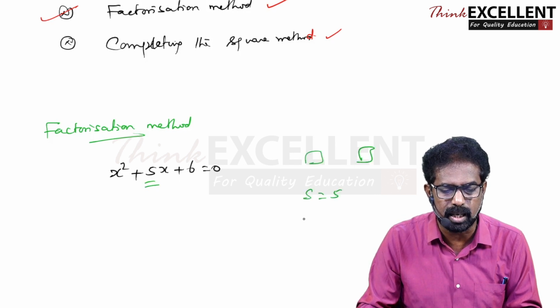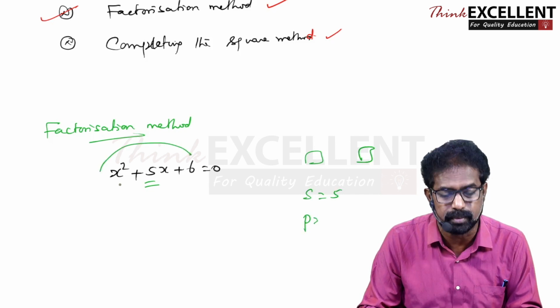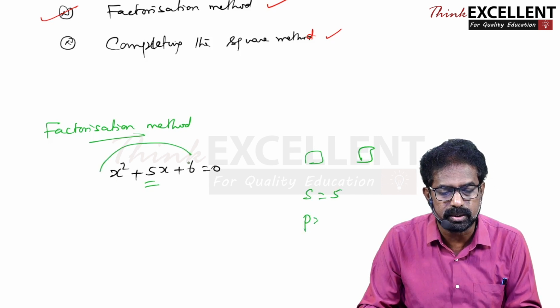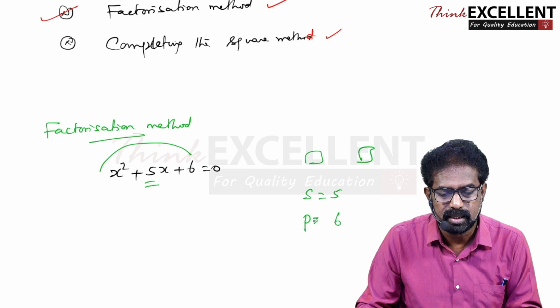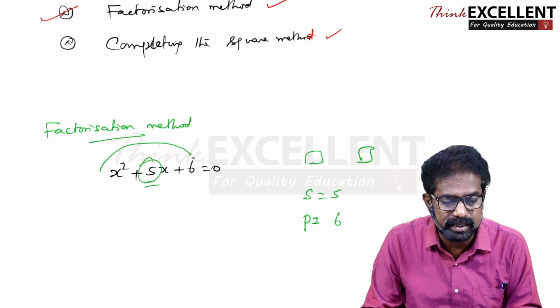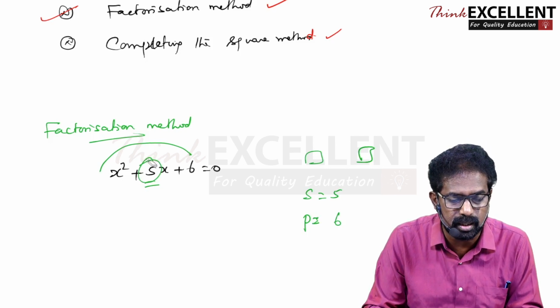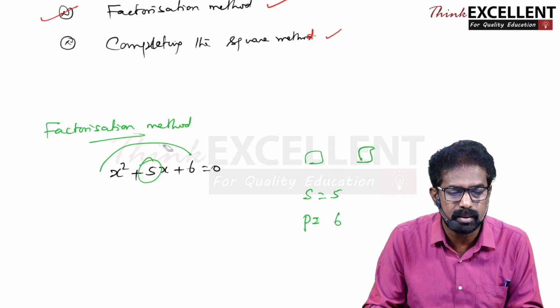Sum is 5. And the product, the same two numbers if you multiply, you have to get A into C. A is 1, 1 into 6, you have to get 6. Sum is B, sum is 5, and the product is AC. AC means 1 into 6, so the first coefficient and the third one. Okay, now please listen here.